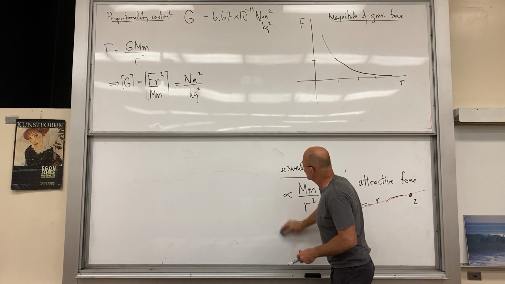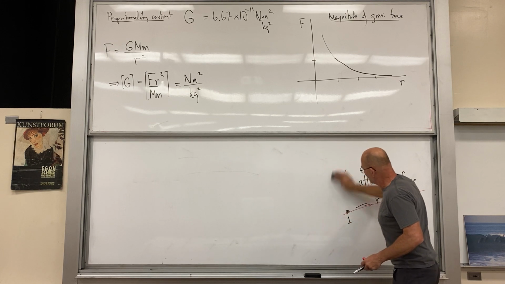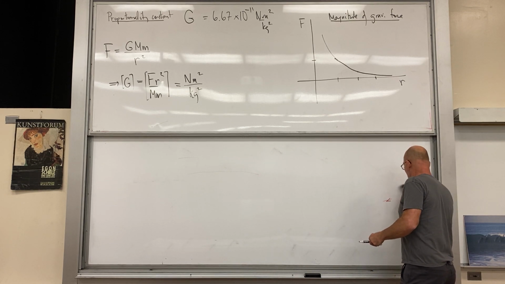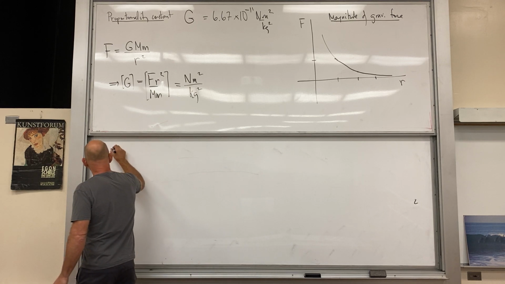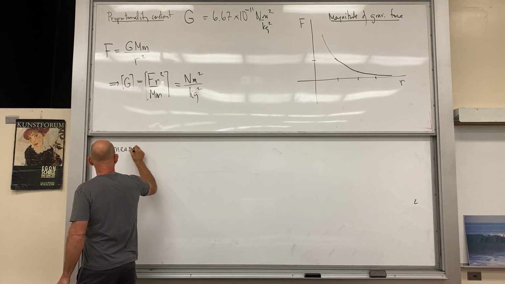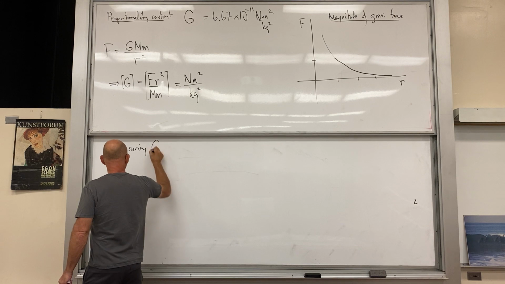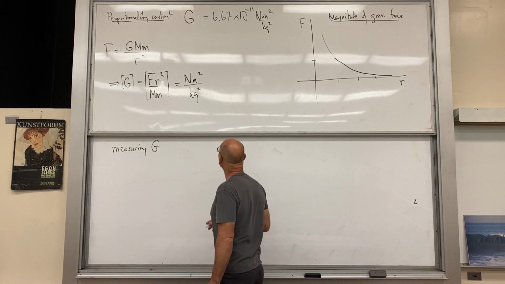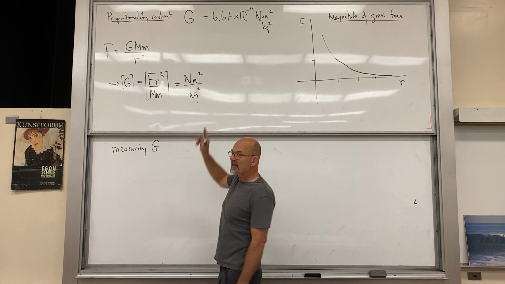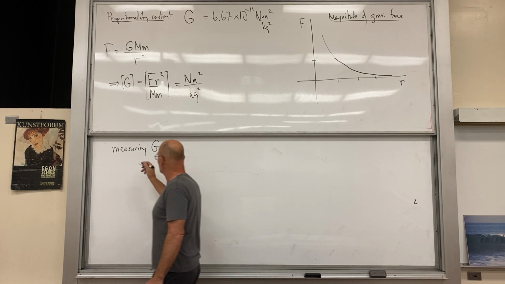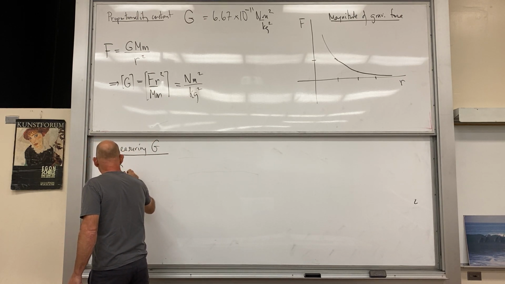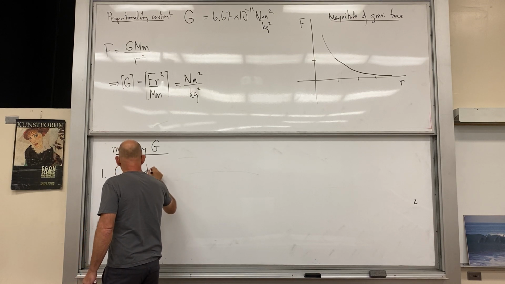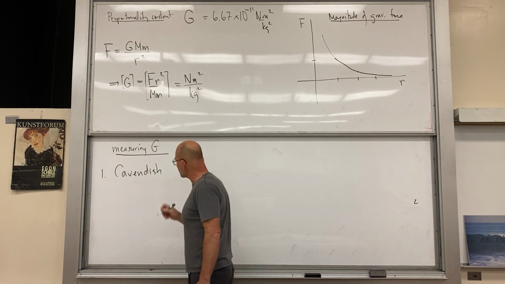So we'll title this next little section, very important one. We'll title it Measuring Capital G. Okay. Measuring capital G here. And so figure out how that is determined. The first name is Cavendish. So Cavendish constructed a torsional balance.